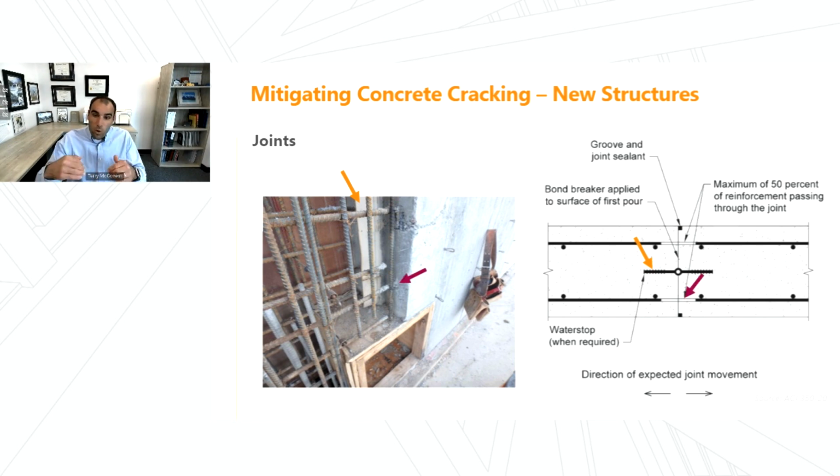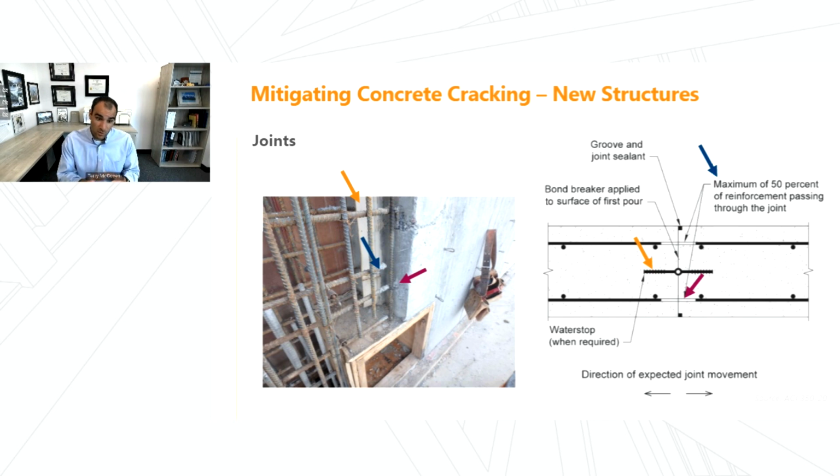But then we promote that joint to become active, to move, open up, through discontinuing some of our reinforcing. So we've got the purple arrow that shows reinforcing going through, and we've got blue arrows showing reinforcing that stopped. So we have a joint where we now have discontinued some of the reinforcing.